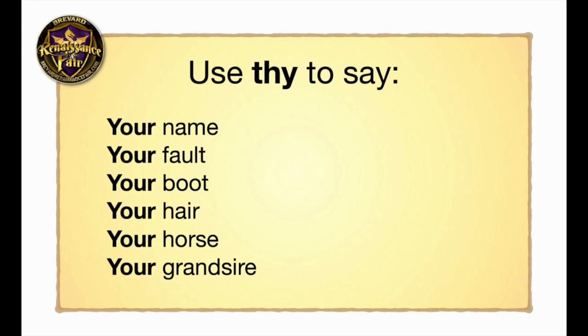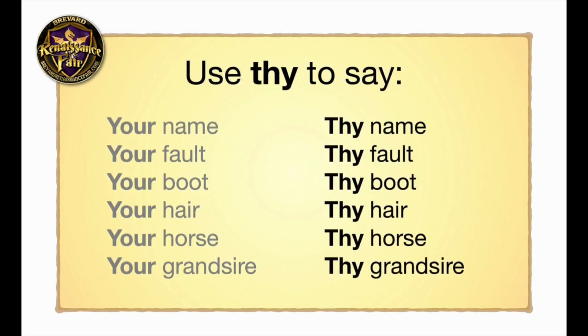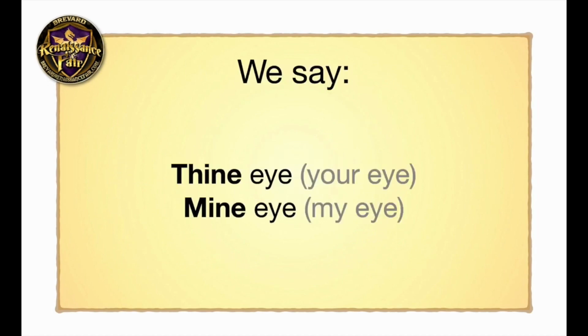We use thy to say your name, your fault, your boot, your hair, your horse, your grandsire. They become thy name, thy fault, thy boot, thy hair, thy horse, thy grandsire. But we say thine eye or mine eye.